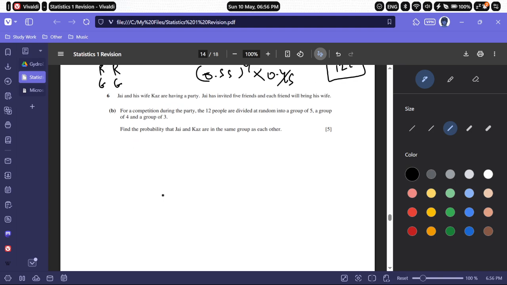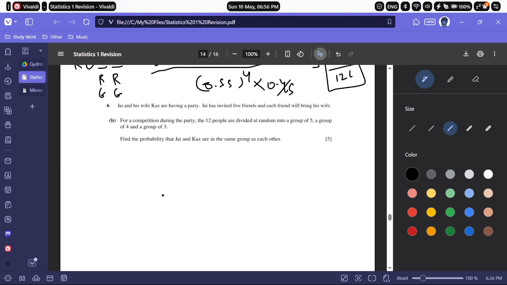Moving on. So Jay and his wife Kaz are having a party. He has 5 friends. Each friend will bring his wife. For a competition during the party, 12 people are divided into a random group of 5, a group of 4, and a group of 3. Now find the probability that Jay and Kaz are in the same group as each other.